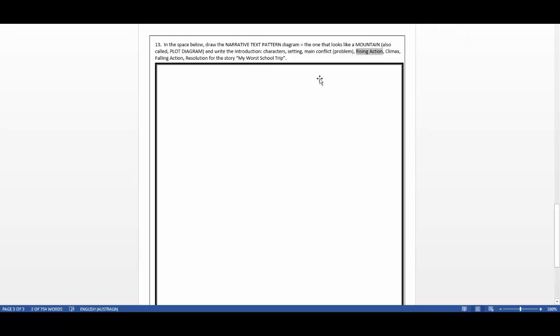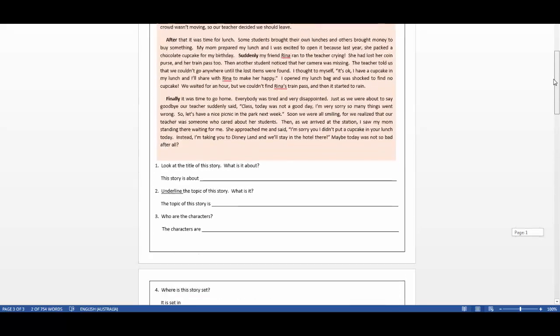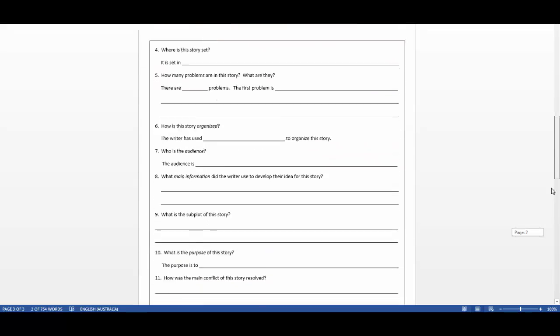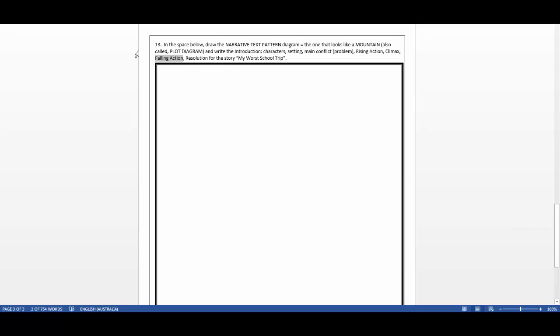What events happened in the rising action? Write them down in here. The climax: what do you think is the climax? Write it down up here. Then the falling action. What events show the falling action? So write down some of the things that happened in the story here that show you the falling action.